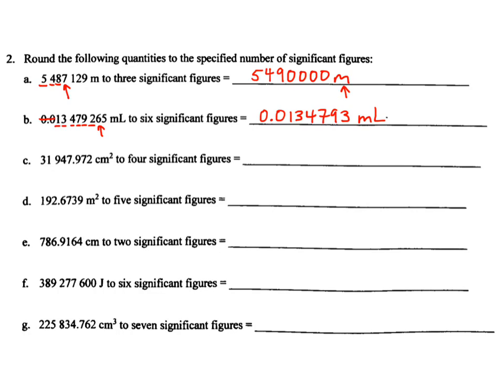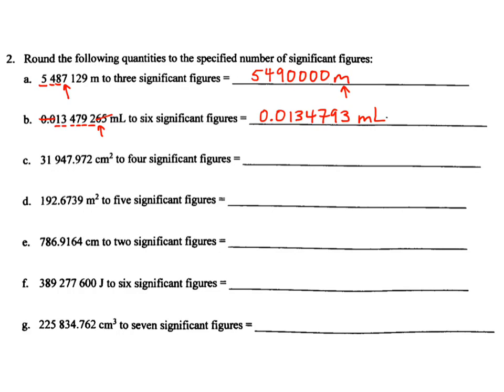Now in this case, we do not add zeros to replace the 6 and the 5, because we are to the right of the decimal point. And if we add zeros to the right of the decimal point, we will be claiming them as significant, and that would be too many significant figures for what we were asked to do. So 0.0134793.